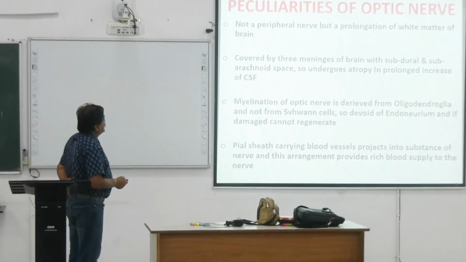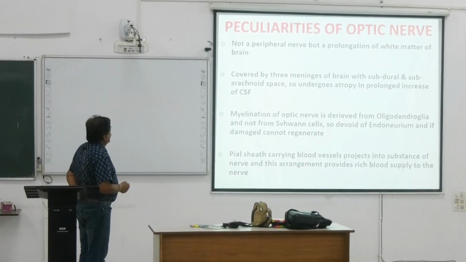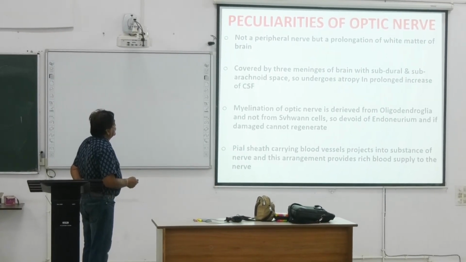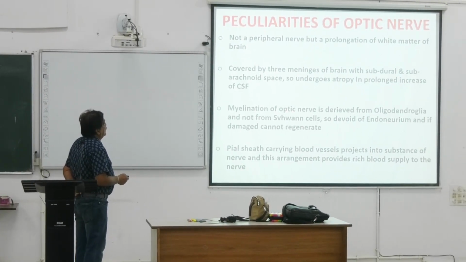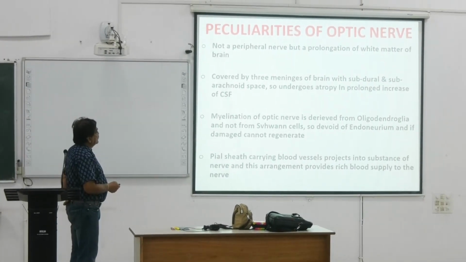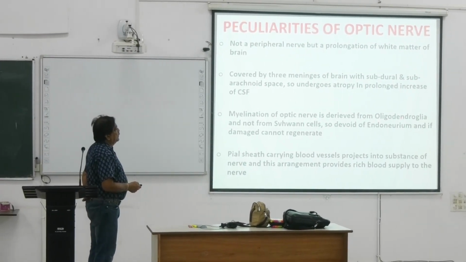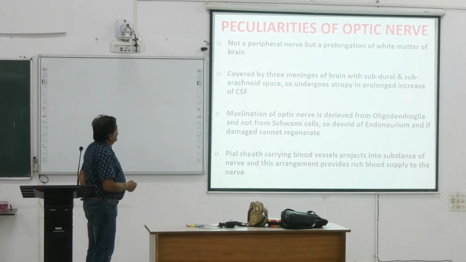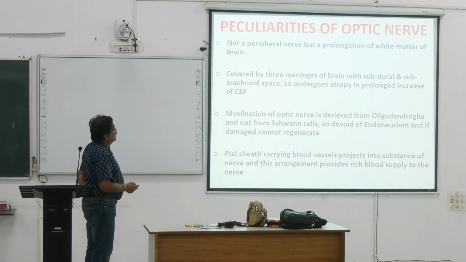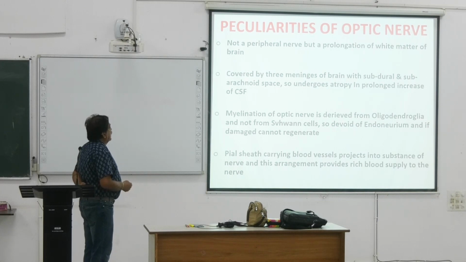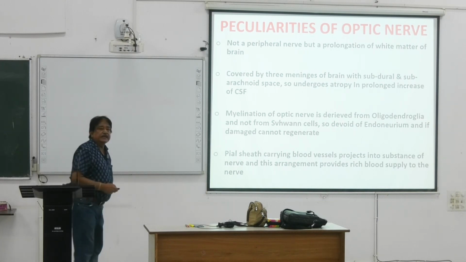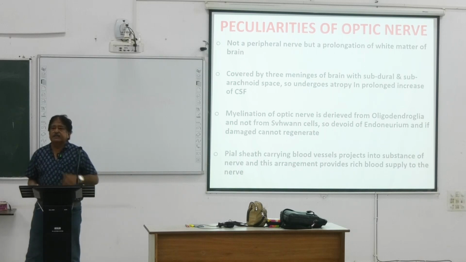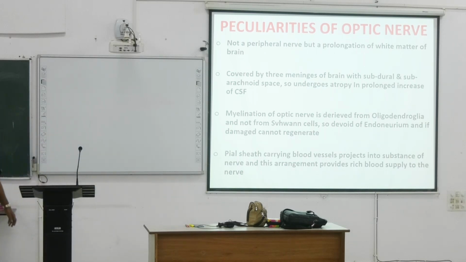Now, the myelination of the optic nerve is derived from oligodendroglia and not from Schwann cells. This is important. So it is devoid of endoneurium, and damage cannot regenerate. The optic nerve cannot regenerate.